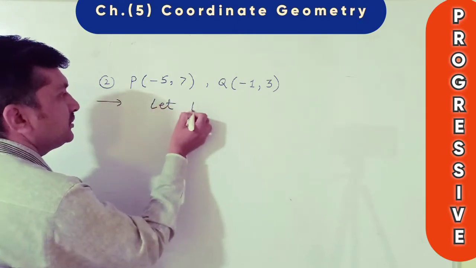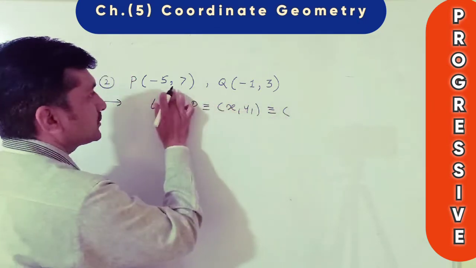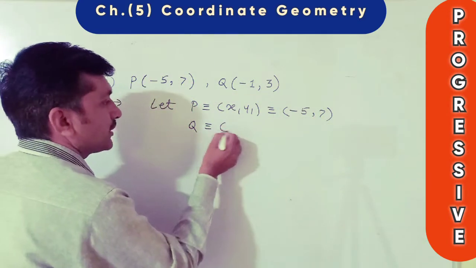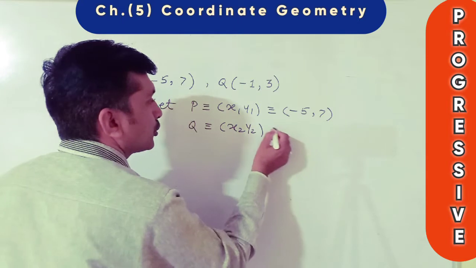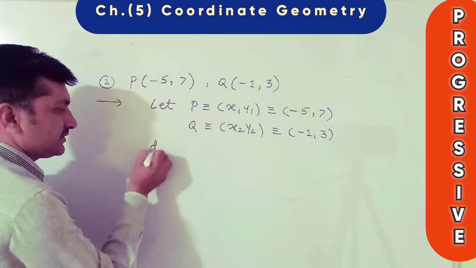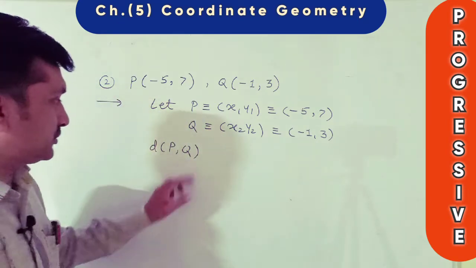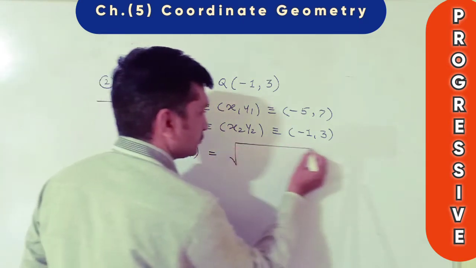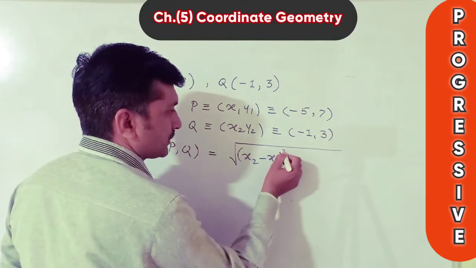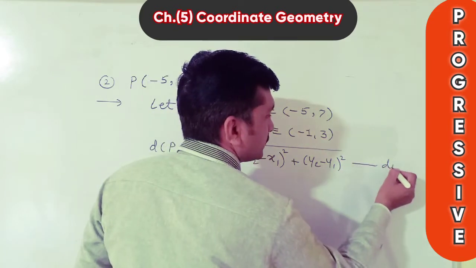Let P is equal to (x1, y1), the coordinates are minus 5, 7. Q is equal to (x2, y2), the coordinates are minus 1, 3. Distance PQ is equal to, now here the coordinate points are P and Q, therefore distance PQ is equal to the square root of (x2 minus x1) whole square plus (y2 minus y1) whole square. Here is the distance formula.